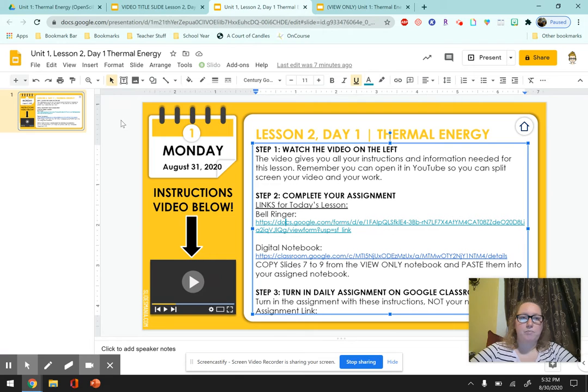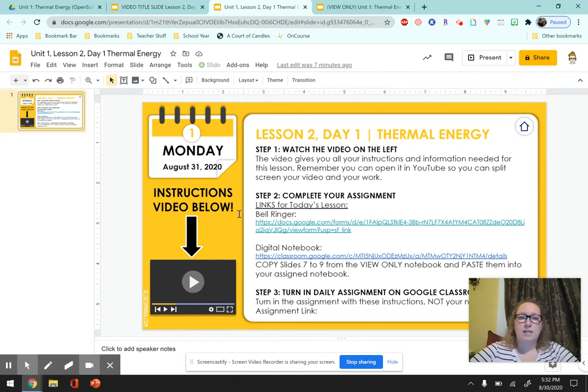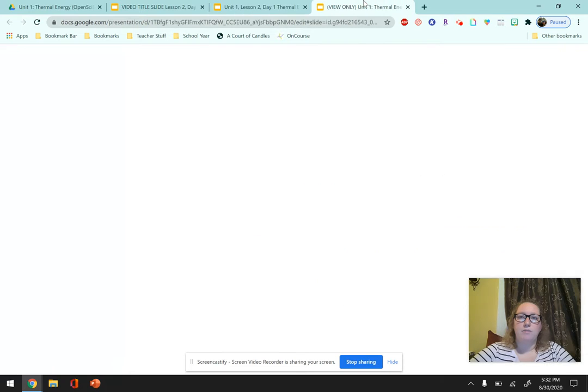The next thing you need to do is open up your digital notebook. This link will take you to the assignment that your notebook is in. You need to open the view only version. You need to copy slides 7, 8, and 9 from the view only notebook and paste them into your assigned notebook. I'm going to move on to our assigned notebook right here so that you can see.